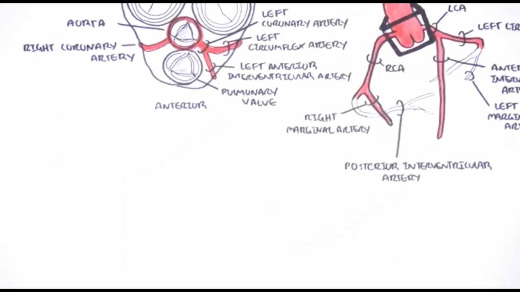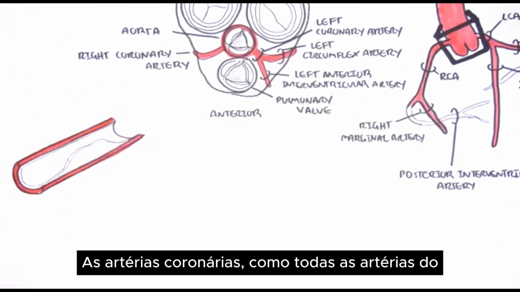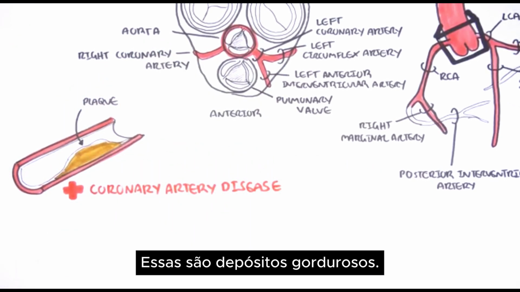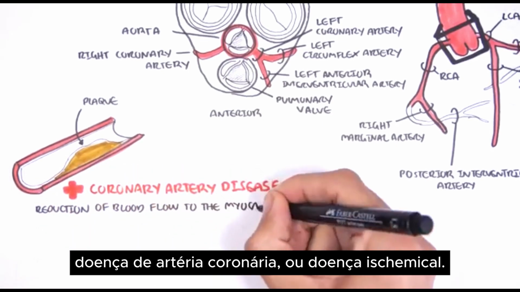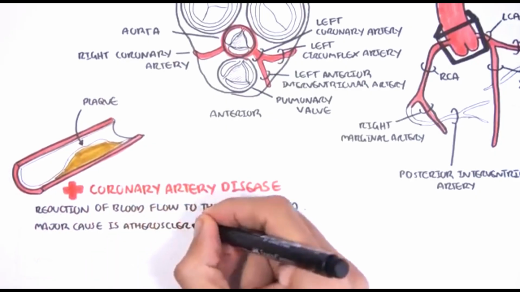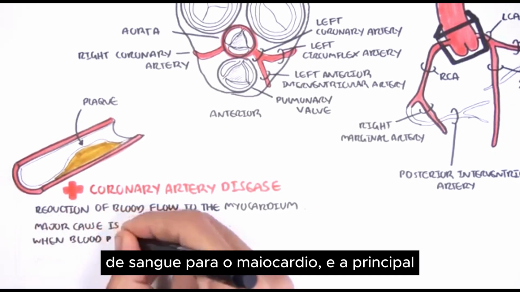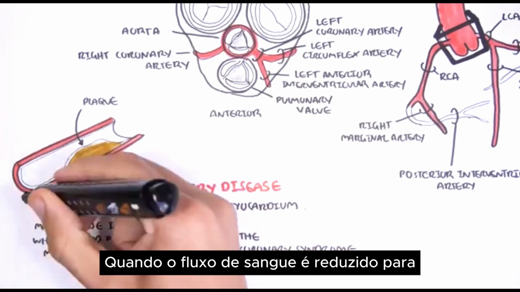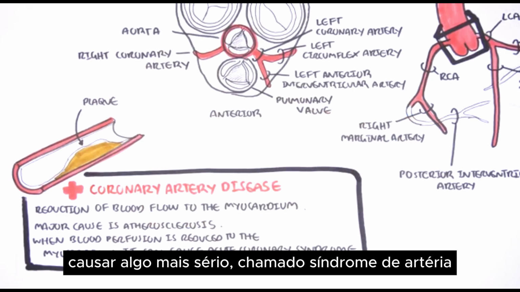Now for some clinical anatomy. Your coronary arteries, like all arteries in your body, can form plaques within them. These are fatty deposits. And when they get so big in the coronary arteries, they can cause what's called coronary artery disease or ischemic heart disease. This is where there's a reduction of blood flow to the myocardium, and the major cause is atherosclerosis. When blood perfusion is reduced to the myocardium, it can cause simple angina or it can cause something more serious called acute coronary syndrome.